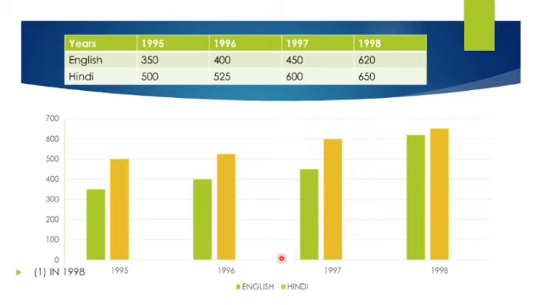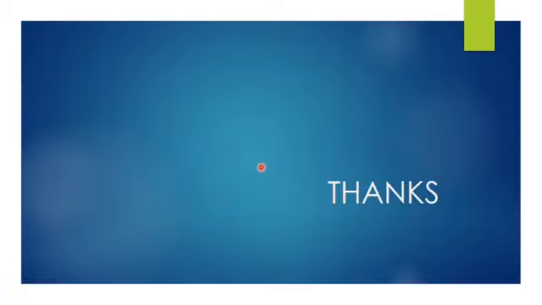Okay, dear students, in all double bar graphs we use two colors. We can choose any two colors. Okay, dear students, in this class we discussed the double bar graph. Then how can we draw it?